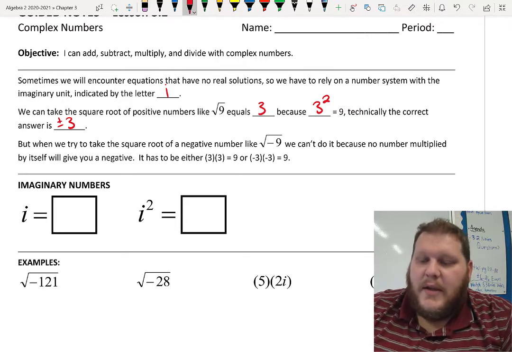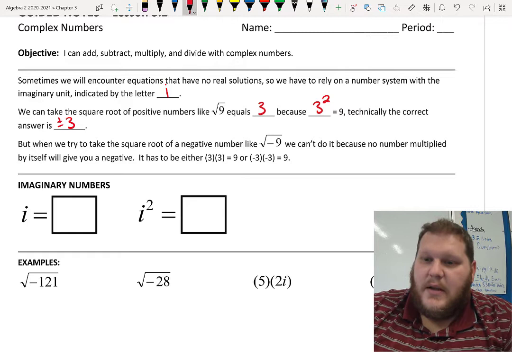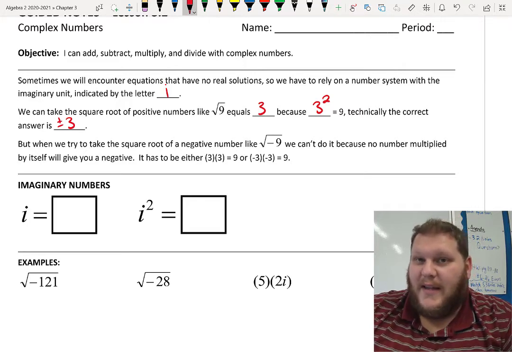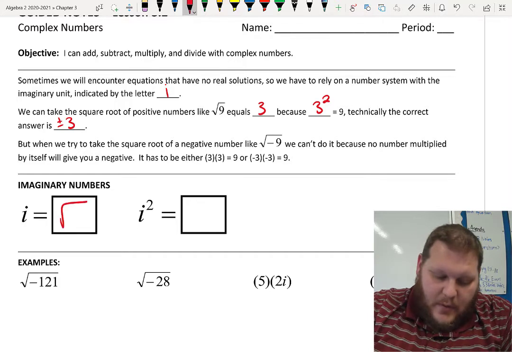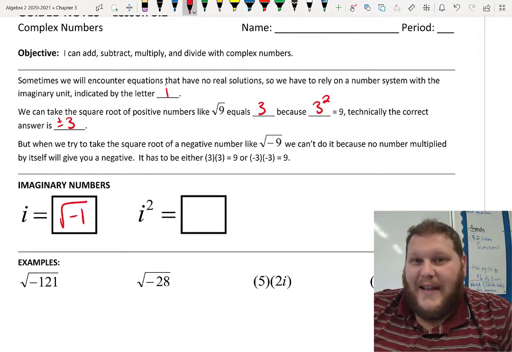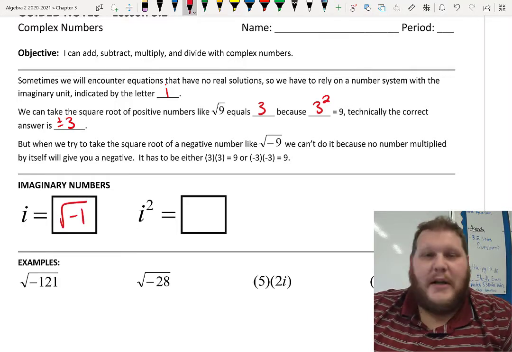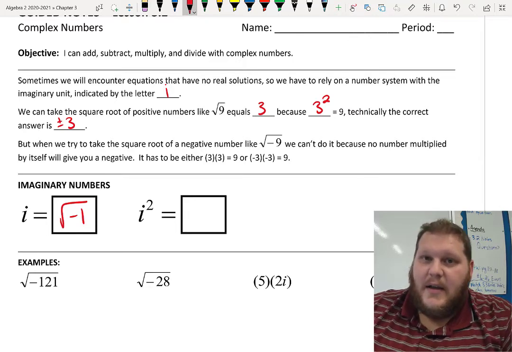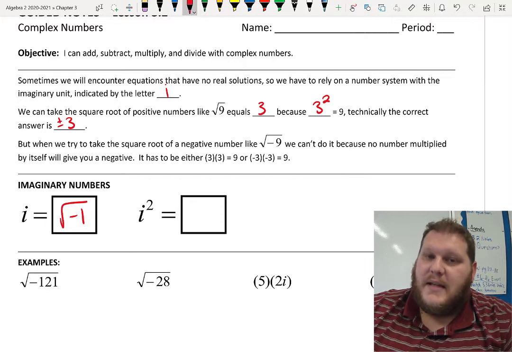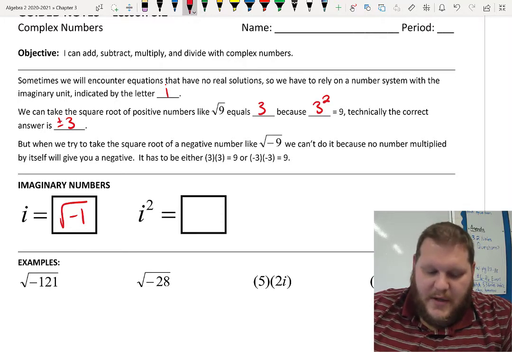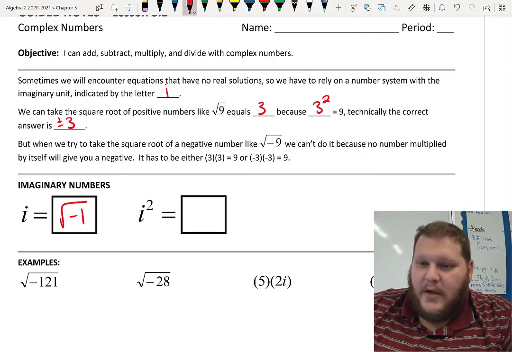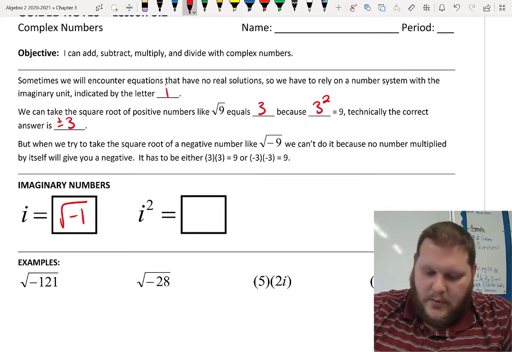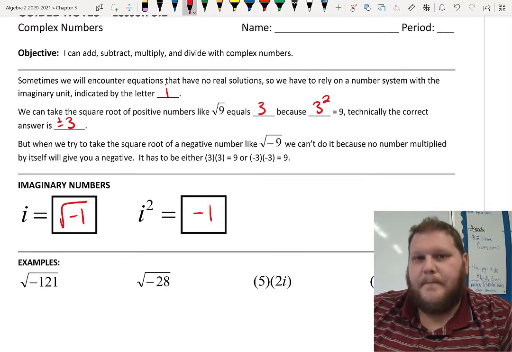However, we will add in that i to represent the square root of negative 1. That's what allows us to simplify a square root that has a negative involved in it. So if i is the square root of negative 1, and I square that number, I'd end up with just negative 1.